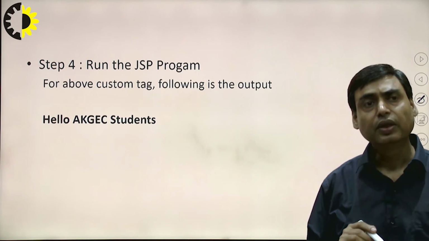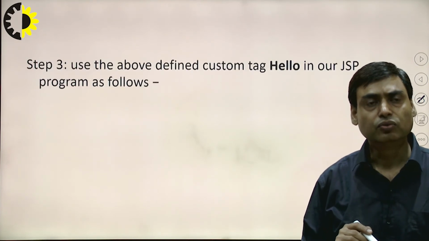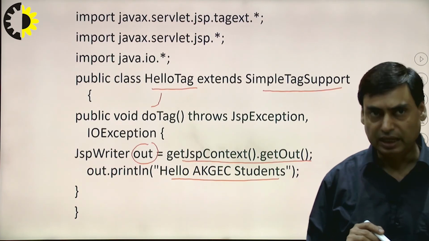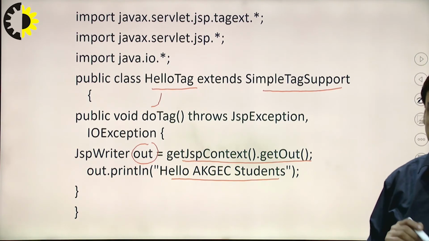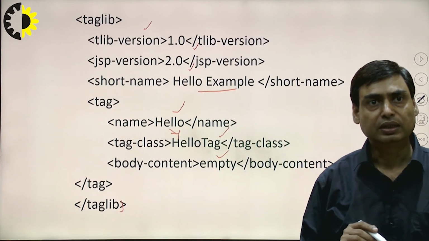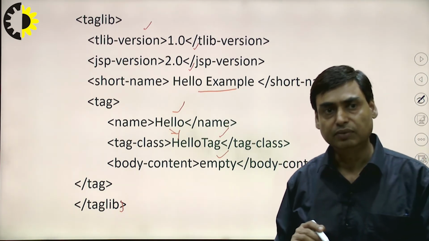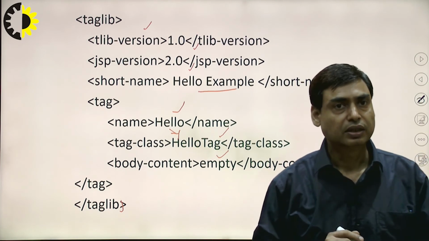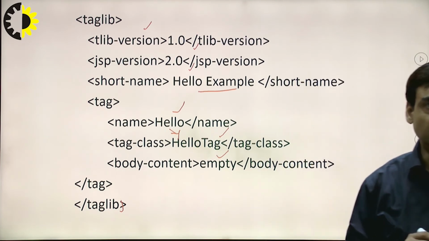So what we learn is that there are two main steps. One is we have to define the tag handler for the corresponding tag that we are going to define, and second is we have to define the tag library, that is the TLD file, in which you will specify the name of the tag handler and other information which is required for running the tag.